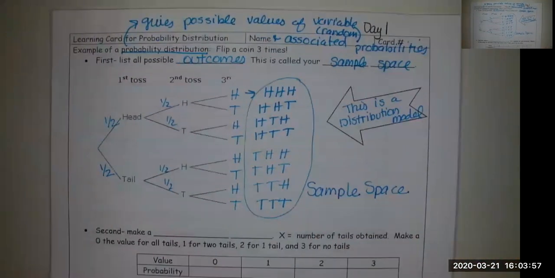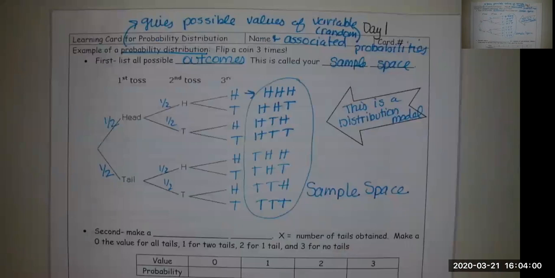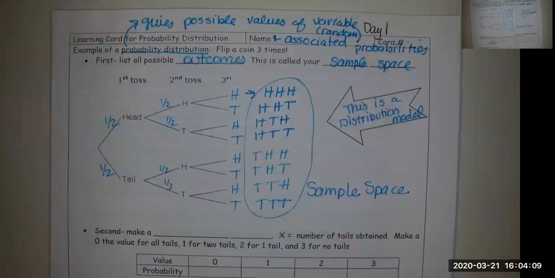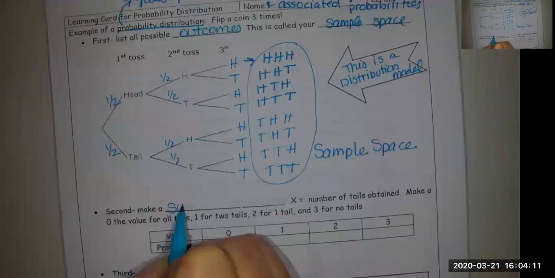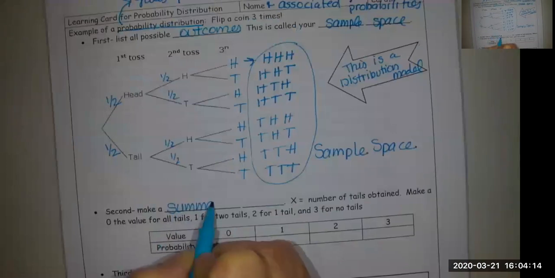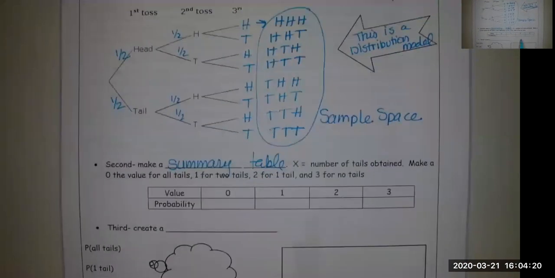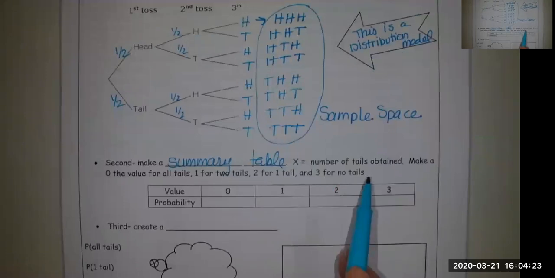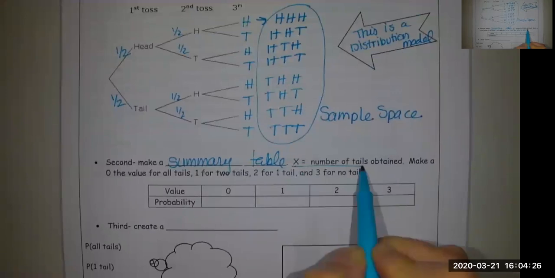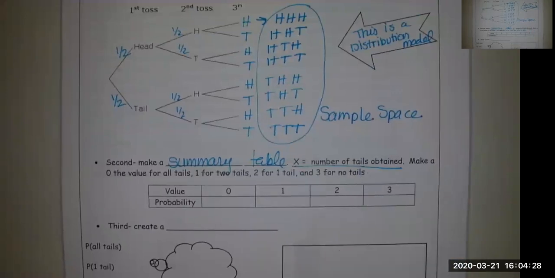What we do is first find our sample space. What are all the possible outcomes that we could have? This is every way that we could flip a coin 3 times. Second, we make a summary table. X is the number of tails obtained. It's important to look at what they want us to find. They want us to find tails, and we're going to make the values 0, 1, 2, and 3 tails.